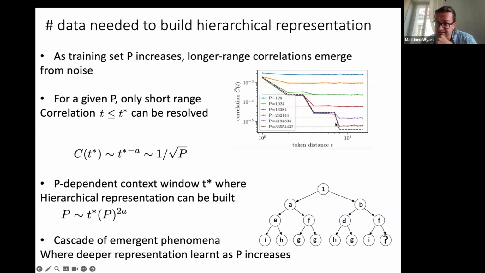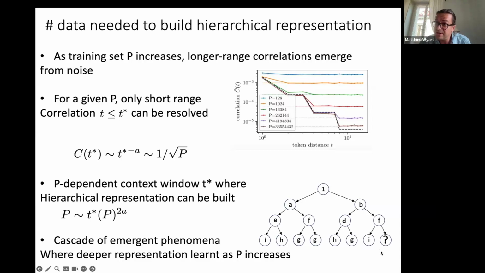So the key idea here is that if you increase the training set, there is a larger and larger context where you can start to measure correlation and build a hierarchical representation. And it's easy to get. You just have to compare the signal, which is the correlation here, with the sampling noise, which is like 1/√P. That gives me a scaling that relates the size of the training set to the context where I will be able to actually build a hierarchical representation.